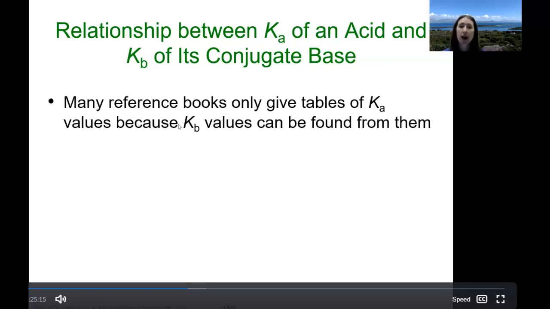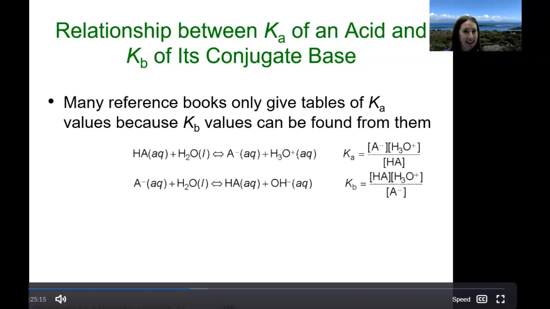So we need a way to get to Kb from Ka and vice versa. Because remember, if we have an acid, we have to be using Ka. If we have a base, we have to be using Kb. So what if you have a base, but they give you Ka? How do you get Kb? Well, we can use our little ideas of our little Kws.